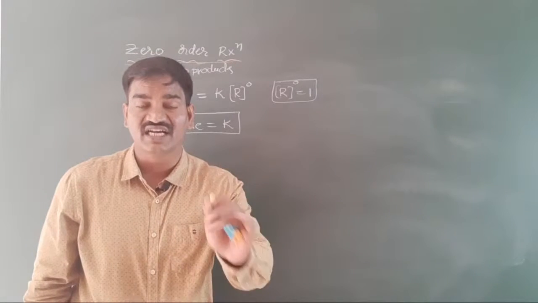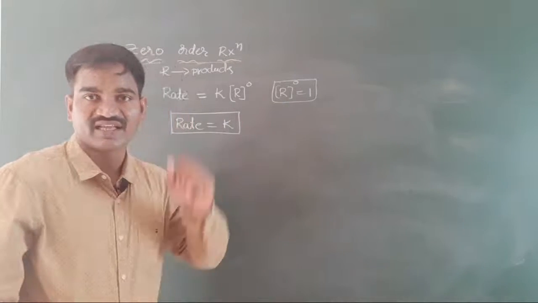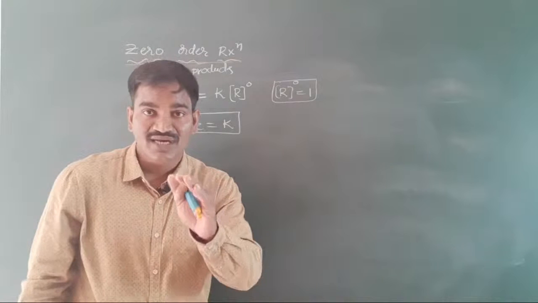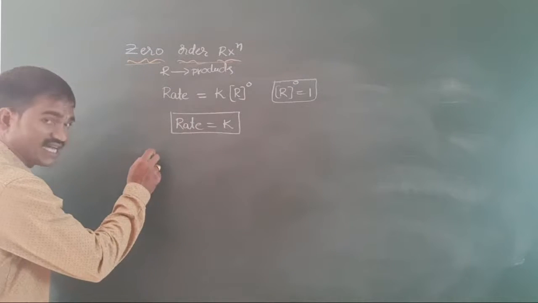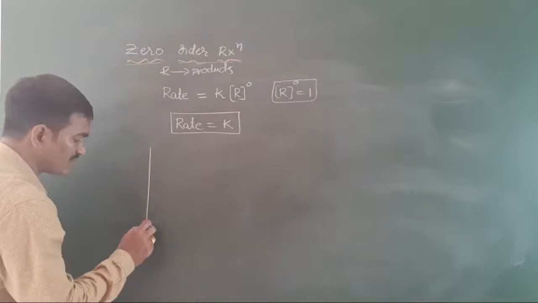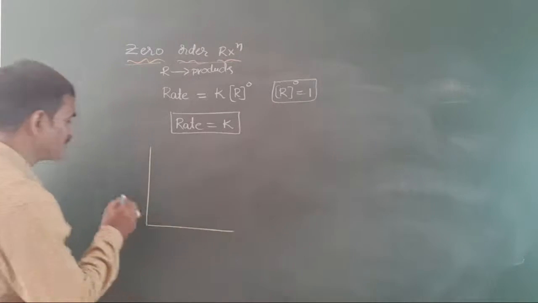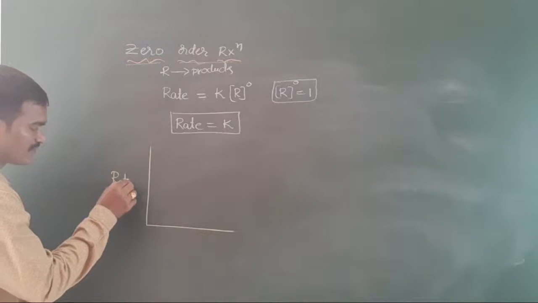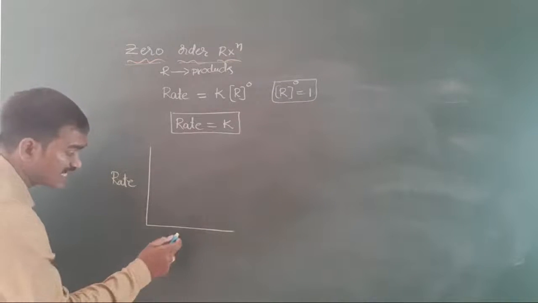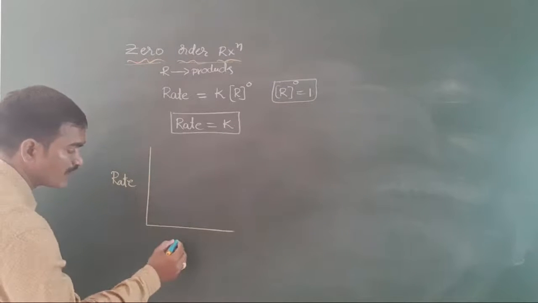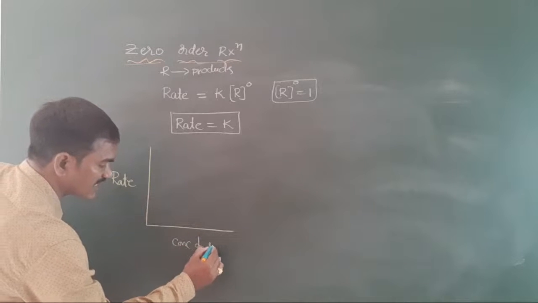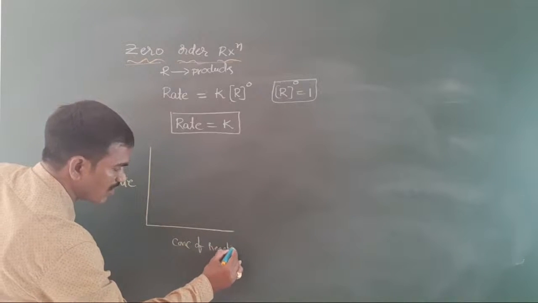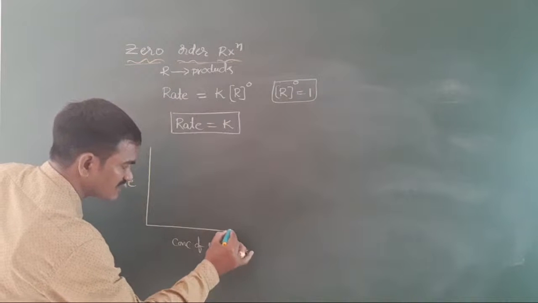Okay, rate is constant in a zero order reaction. So now here you see the graph. I am going to plot a graph here. I am taking rate on this side, and on this side I am taking the concentration of reactants.